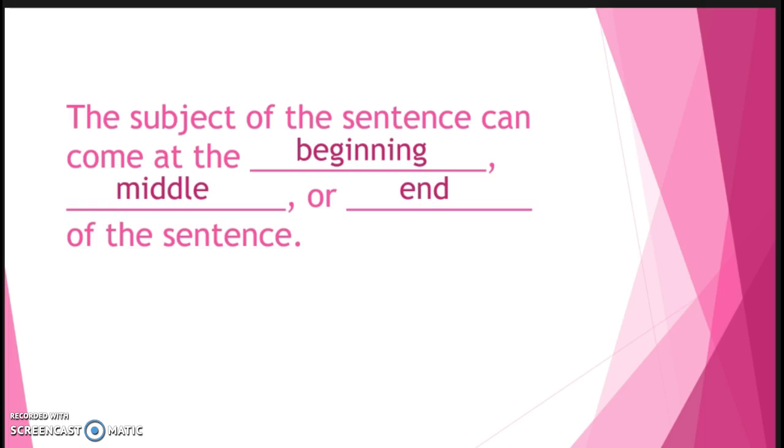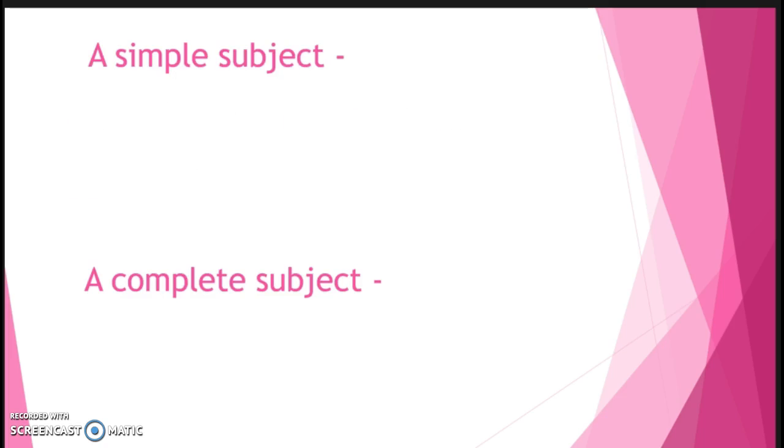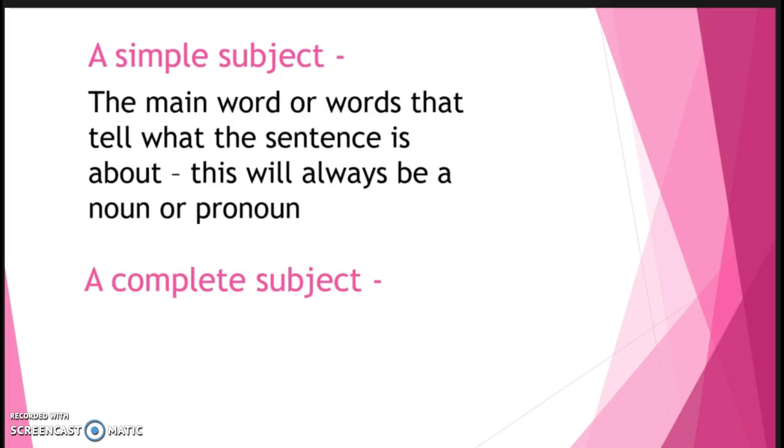Now, when we talk about subjects, we can actually break that down into two different categories, or two different ways of looking at subjects. We have a simple subject and a complete subject. So it's all one subject, but it's in two different parts. First of all, the simple subject. The simple subject is the main word or words that tell what the sentence is about. Now, your simple subject will always be a noun or a pronoun.